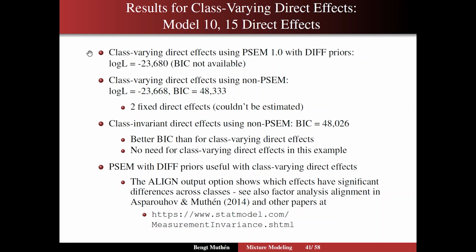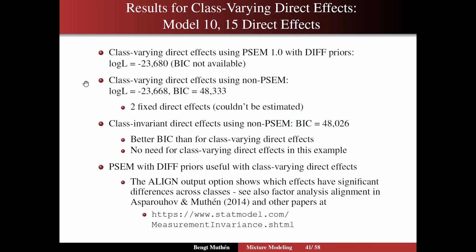So here is the result for the PSEM run with the 1.0 variance for the diff priors. So the diff priors have mean 0 and a variance of 1.0. So we're trying to keep these differences close to the mean of 0 for the prior and rein them in, in that sense, keeping them to a minimum. And that gives this log likelihood value. BIC is not available because we don't know quite how to compute the number of parameters, as we said before.